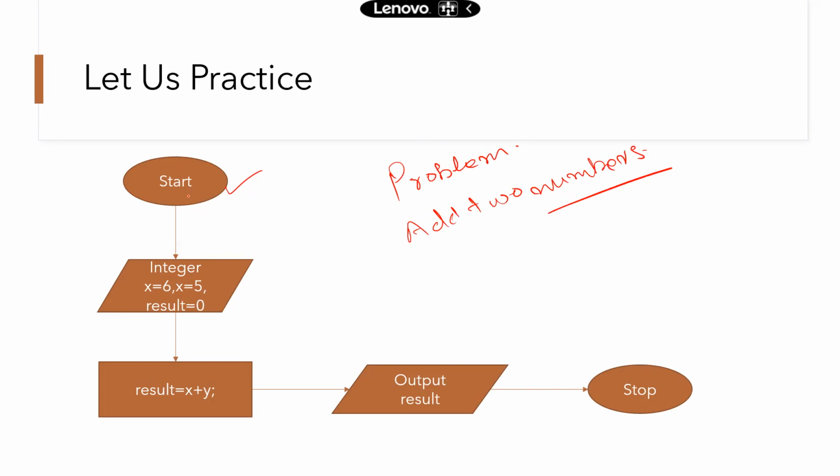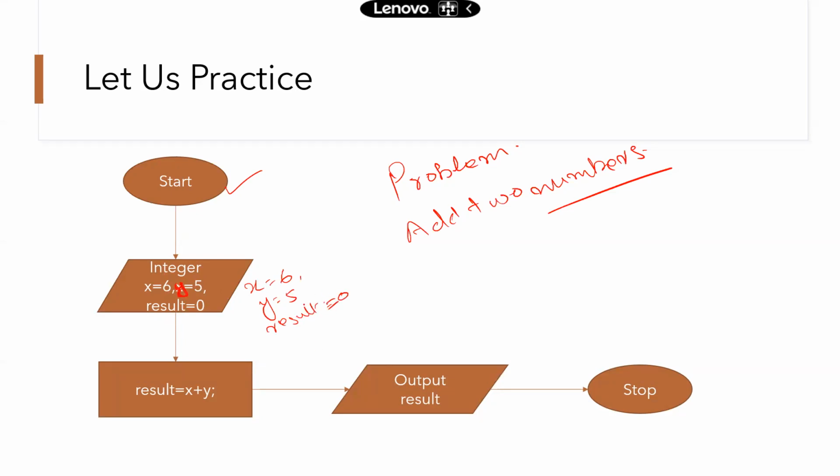Here, we're going to start from here, and then we define two variables. Let me keep this as a y, that was a typo. So we have two variables: x is equal to 6, and y is assigned the value 5. Then there's another variable, result, which has been assigned a value of 0. So x equals 6, y equals 5, and result equals 0.